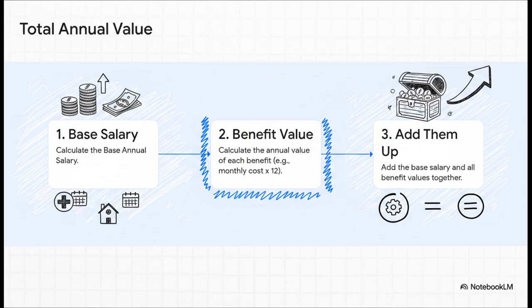So how do we figure out a job's true value? It's actually a pretty simple 3-step process. First, you get the base annual salary, just like we did before. Second, you figure out the yearly value of every single benefit. And third, you just add it all together. The base salary plus all the benefits, that's the job's total annual value.